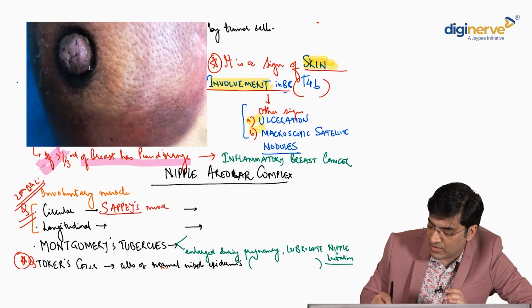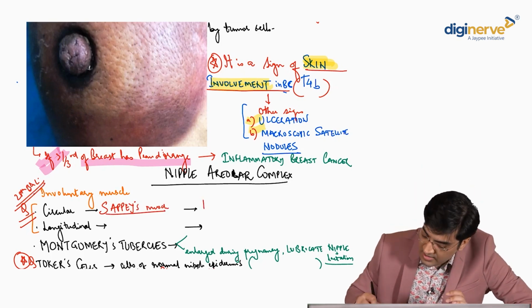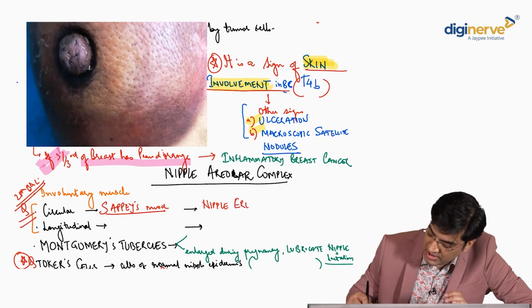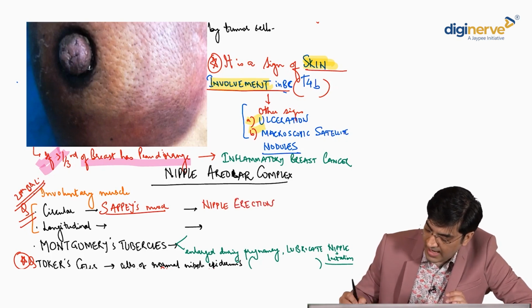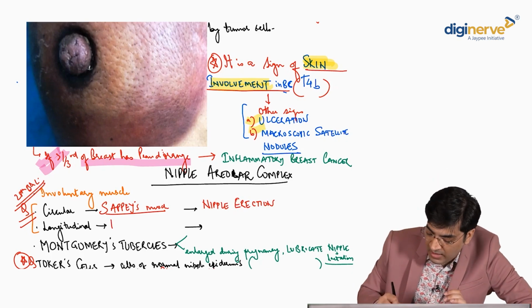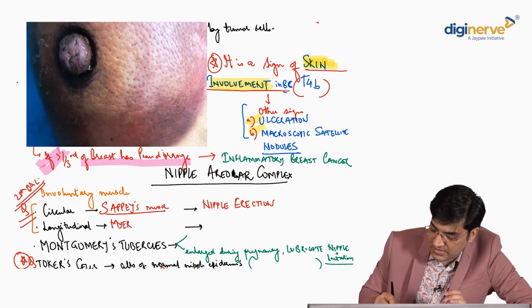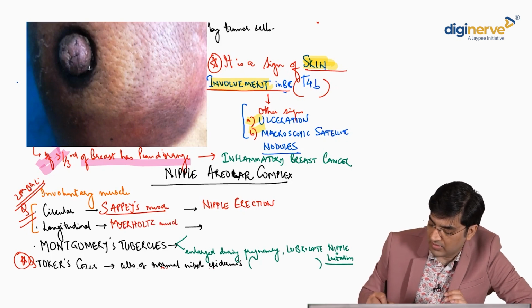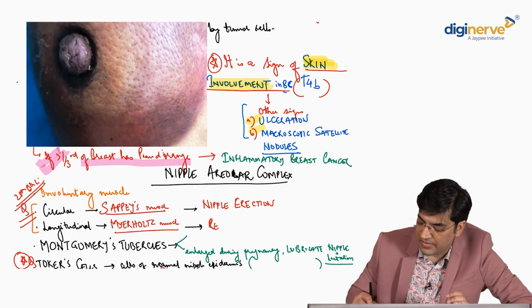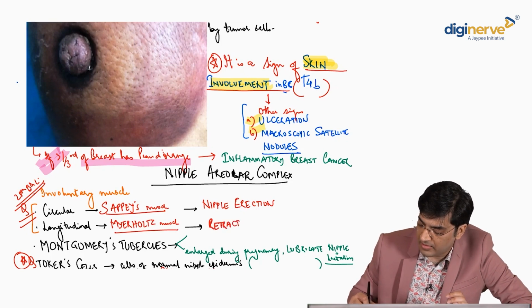They are responsible for the nipple erection, and the longitudinal ones are called Meyerholz's muscle, which is responsible for retraction of the nipple.